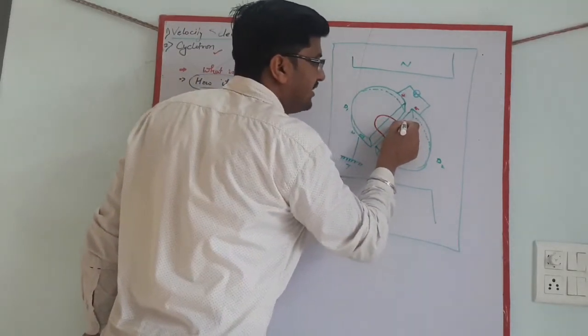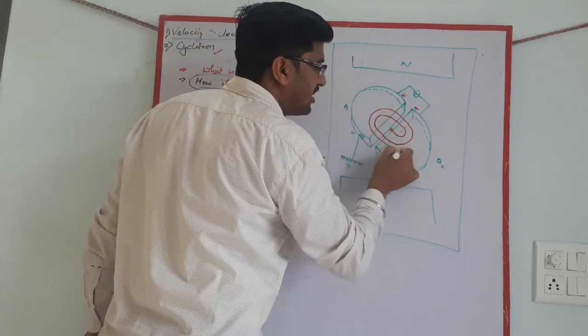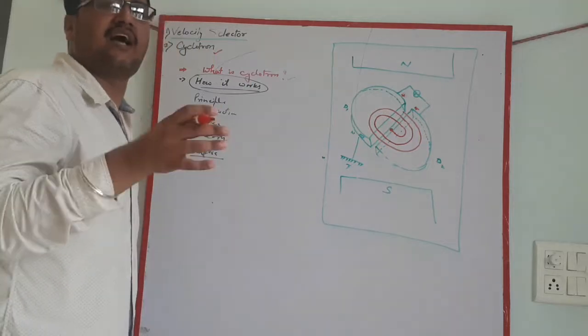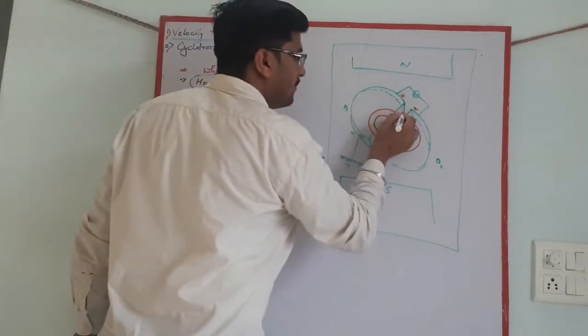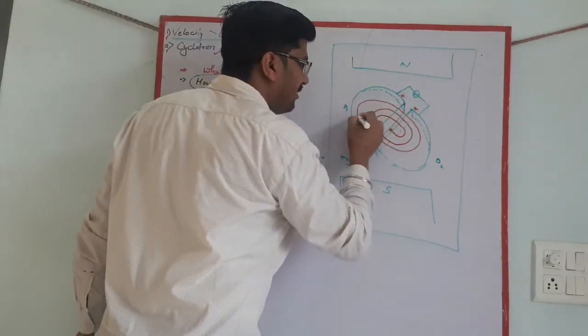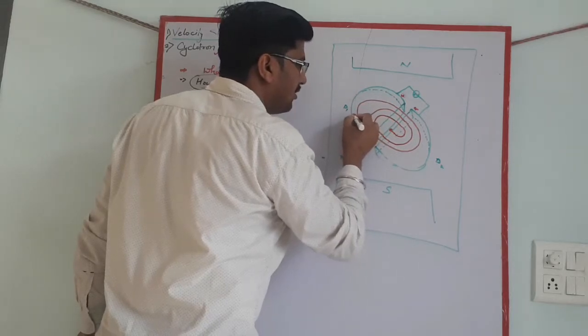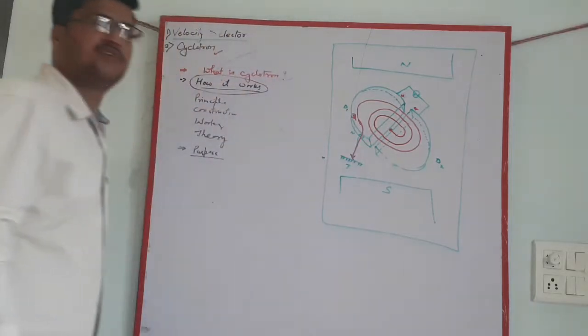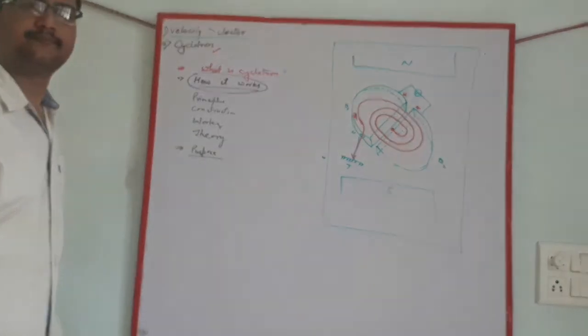This process repeats again and again till the charged particle gains sufficiently high velocity or energy, and then it is deflected through the window to the target.